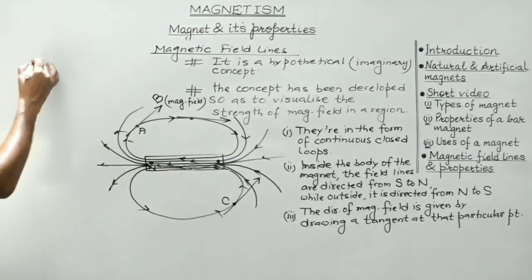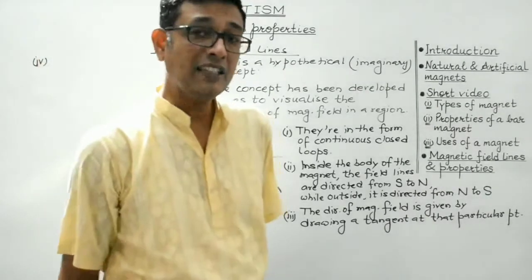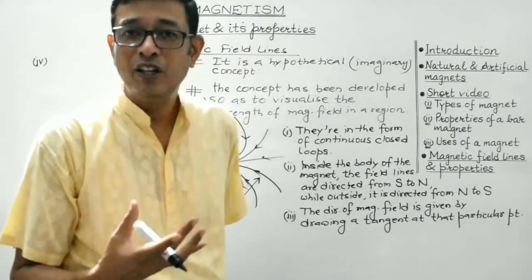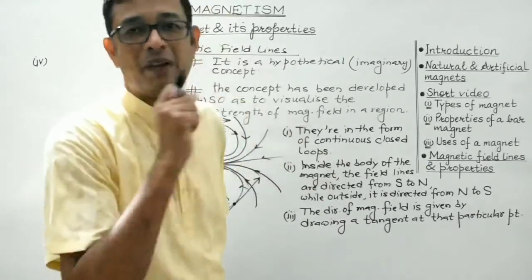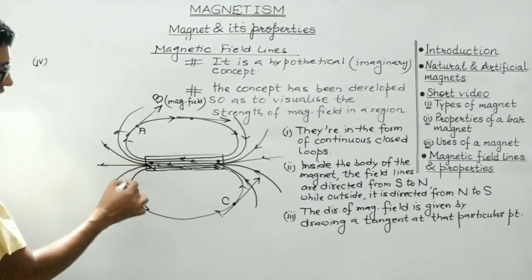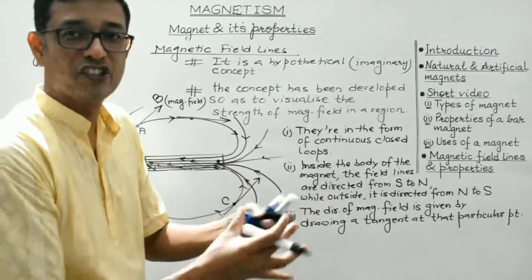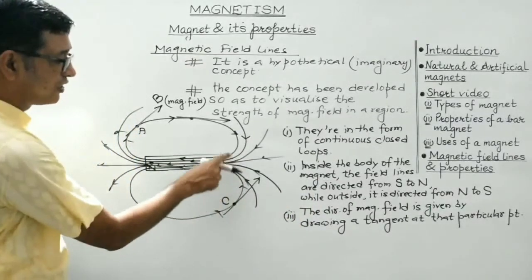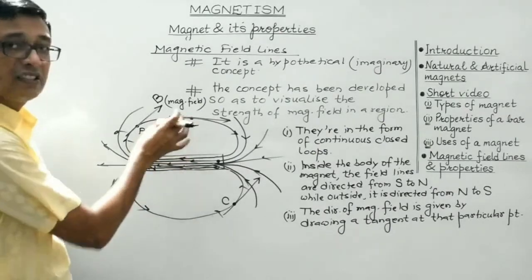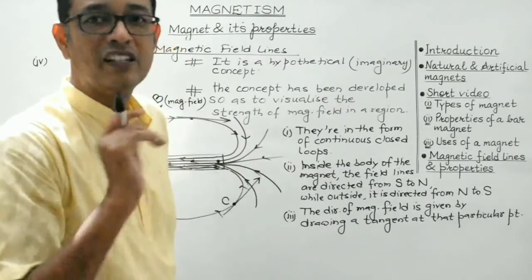Fourth property. Now look, students, as I've told you, the concept of magnetic field lines has been developed so as to visualize the strength of the magnetic field in a given region. So here it's pretty clear. These are the regions where the magnetic field lines are crowded. They are closer towards each other. So here the magnetic field strength is stronger. While in this region, the magnetic field lines are less crowded. So there the magnetic field strength is weaker, right?